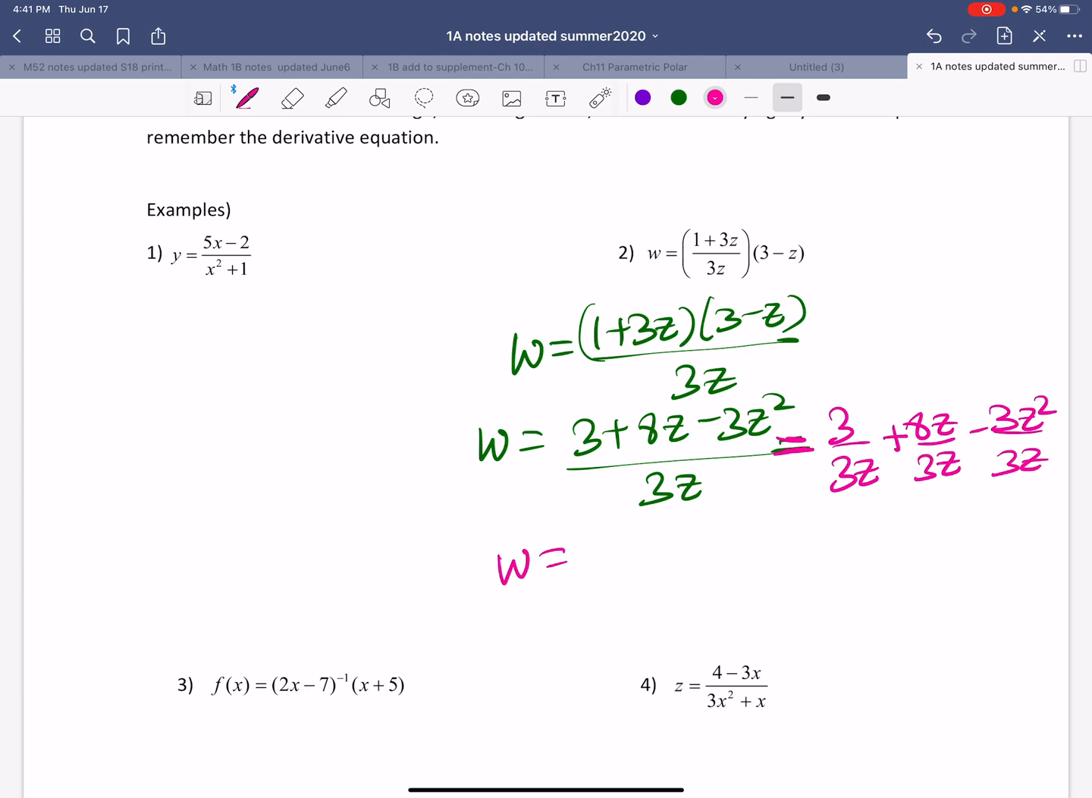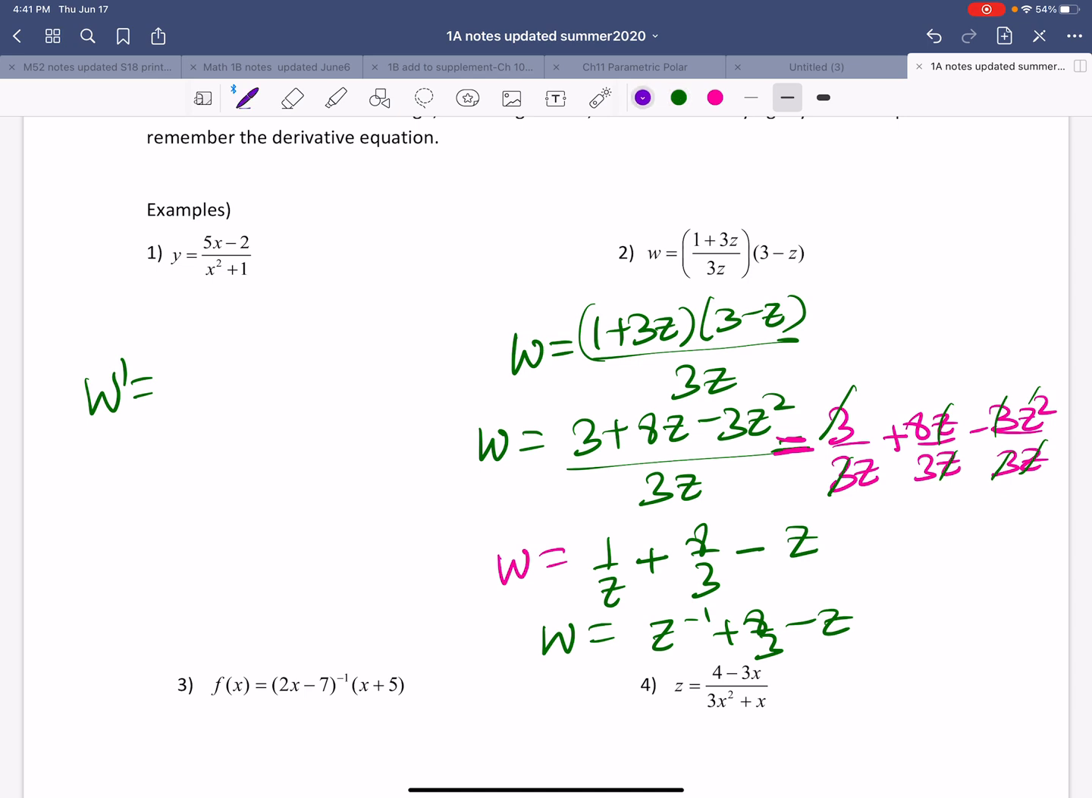W turns out to be 1 over z plus 8 over 3 minus z. Now I can write w as z to the negative first power plus 8 over 3 minus z. Now when we do this w prime, it's easier than the quotient rule. Z to the power negative 1, so I'll bring negative 1 in the front and reduce the power by 1. The derivative of 8 over 3 is just going to be 0, and the derivative of negative z is negative 1. So this is going to be the derivative in this case.